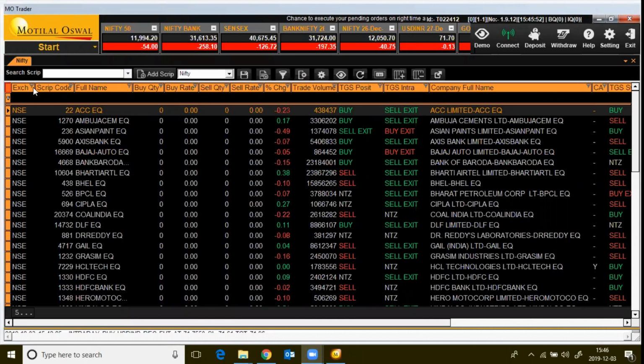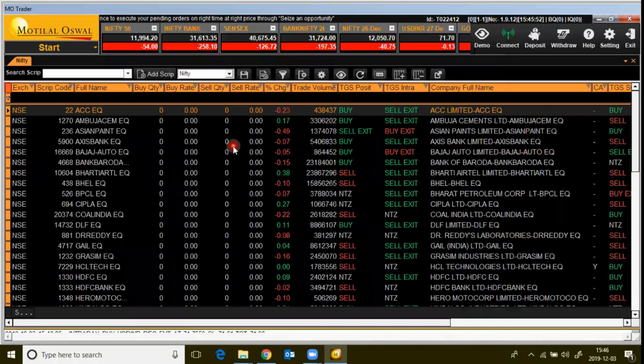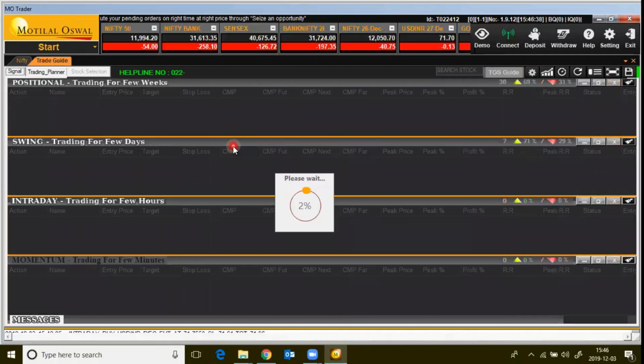In order to do that, we first have to click on the start button, right? Once you click on the start button, there are many options here: markets, actions, research and advice, reports and charts. Under research and advice, click on any one of these options: positional, swing, intraday, momentum trading. So let's click on any one of the options so the trading planner will be visible in front of you. This is basically the signal tracker page, not exactly the trading planner page, but however you can see the trading planner option right here.